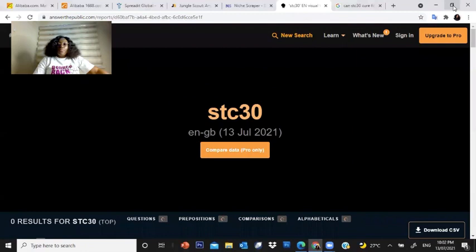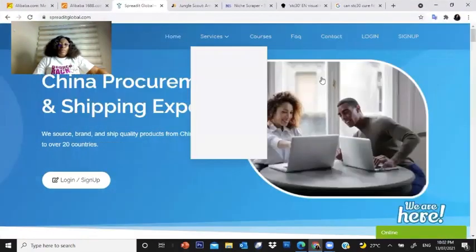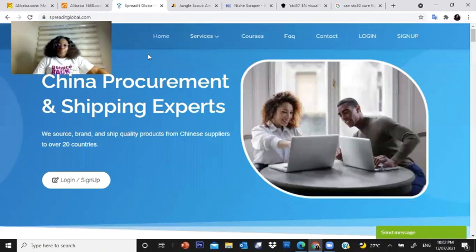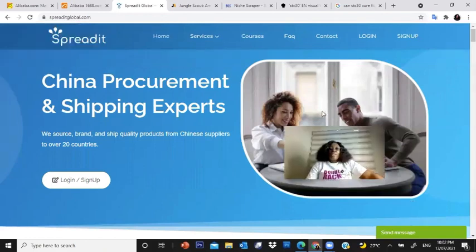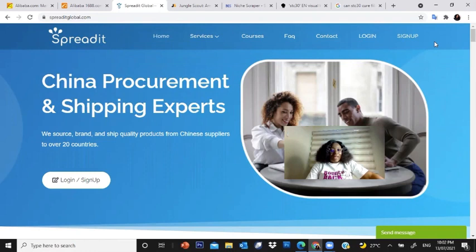Okay, so spreaditglobal.com, that's their website over there. China procurement and shipping experts. So you need to sign up if you don't already have an account with them. Sign up is very simple and straightforward. All you have to do is put your details, your name, your email, your phone number, and they're going to send you verification. You go to your email, click the verification link, and that's it. Simple and straightforward.